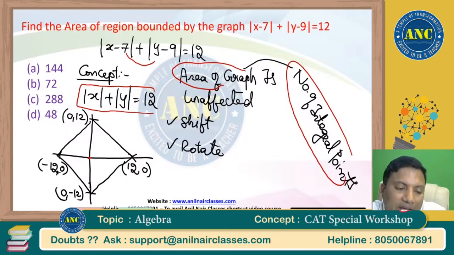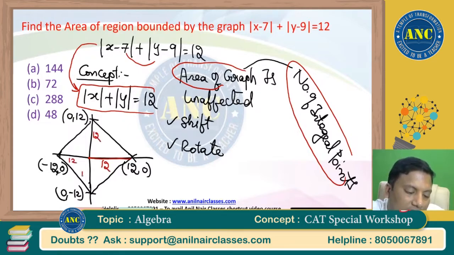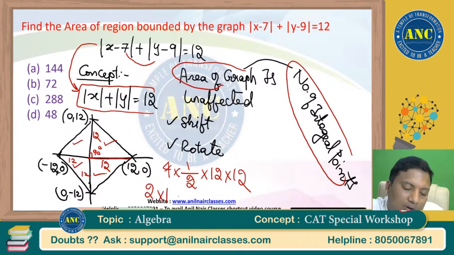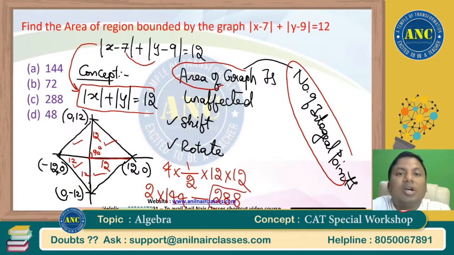So the area of this graph is similar to this graph. Now if you see, it is a rhombus. This is nothing but length 12 units, width is also 12 units. This is nothing but the x and y axis, so it is a right angle. Area of the right angle triangle is half into base into height. Like that I got 1, 2, 3, 4, so into 4. This is nothing but 2 into 144. Answer for this question is 288 square units.